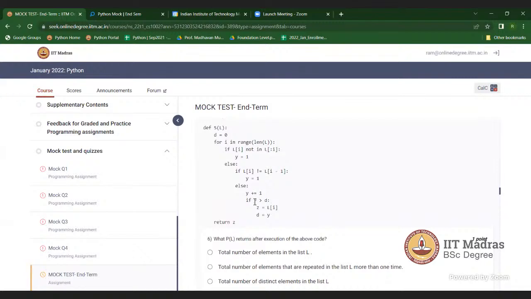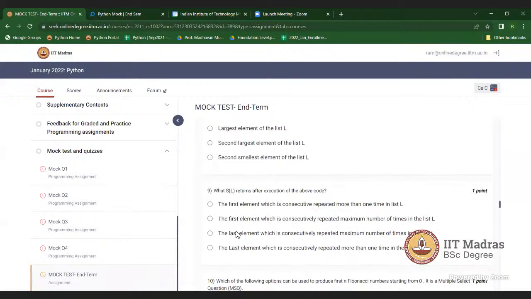If y is greater than d, only when y is greater than d, we'll have z equals to L of y. If it were y greater than or equal to d, then we would be updating, and z would be the last element which is consecutively repeated maximum number of times. Since it is just y greater than d, it's going to be the first element which is consecutively repeated maximum number of times.